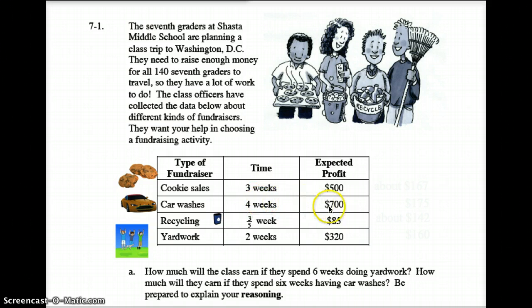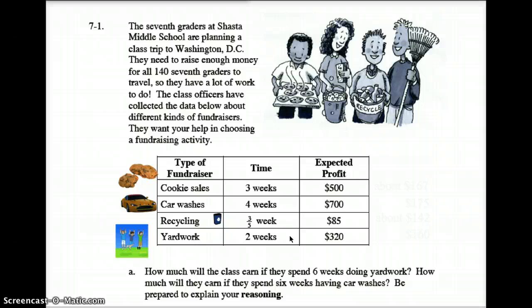Car washes, they would make $700 every 4 weeks. If they were to do the recycling within their school, they could raise $85 in just 3/5 of a week. And you're thinking of a week as a Monday through Friday type thing, and so in 3 days they can make $85. Or they could go and do yard work, in which case they make $320 in 2 weeks. So the question becomes, which fundraiser or which fundraisers should they choose to do?